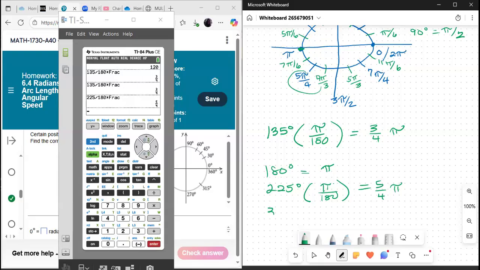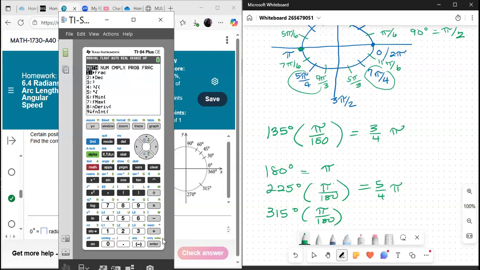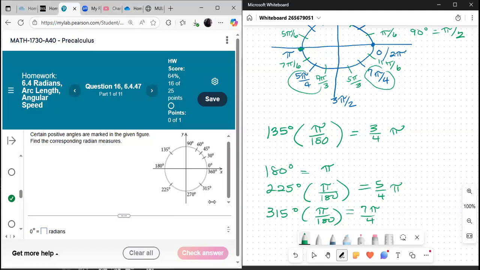And then 315 degrees is equal to 7 pi over 4. We can verify that. 315 divided by 180. Math, enter, enter, and we get 7 pi over 4. Okay, so that is question number 16.